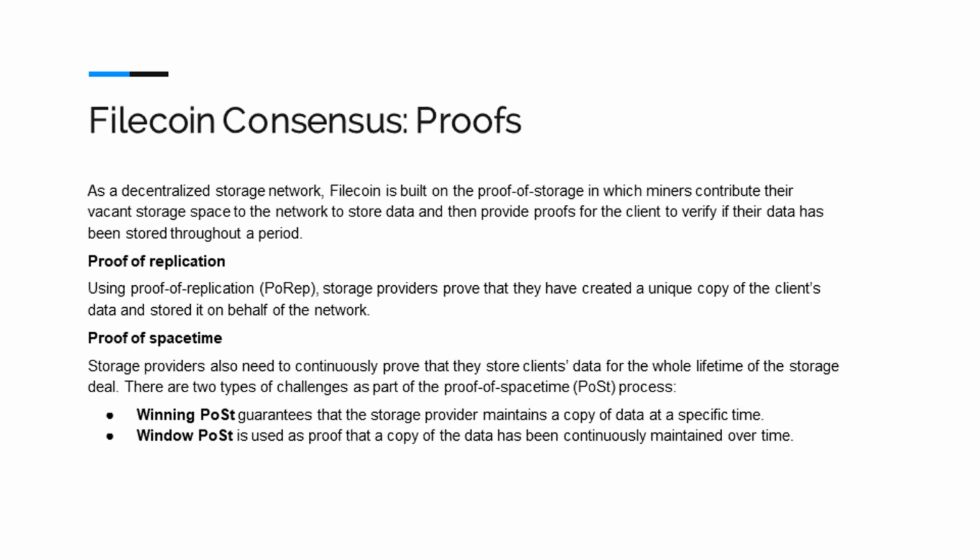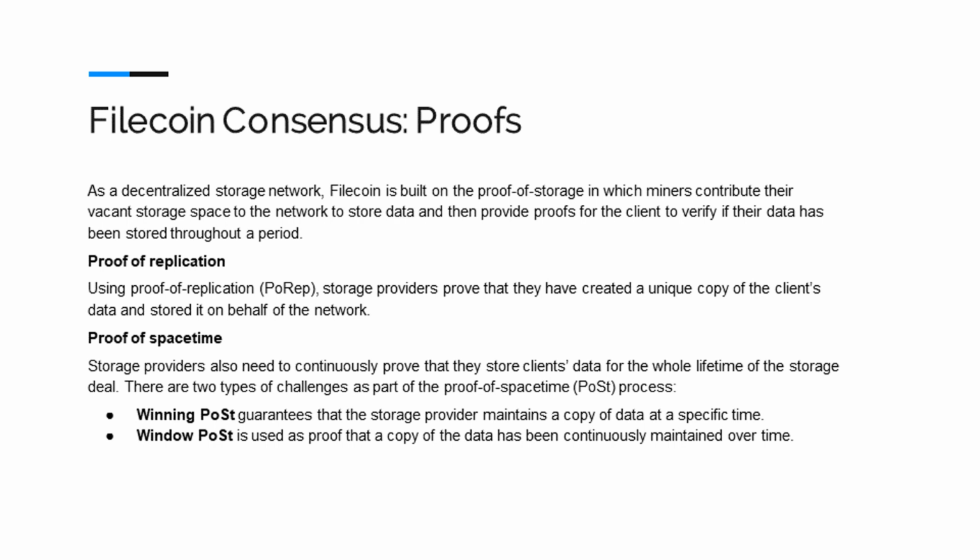As a decentralized storage network, Filecoin is built on proof of storage, in which miners contribute their vacant storage space to the network to store data and then provide proofs for the client to verify if their data has been stored throughout the period. Using proof of replication, storage providers prove that they have created a unique copy of the client's data and stored it on behalf of the network. Storage providers also need to continuously prove that they store the client's data for the whole lifetime of the storage deal.